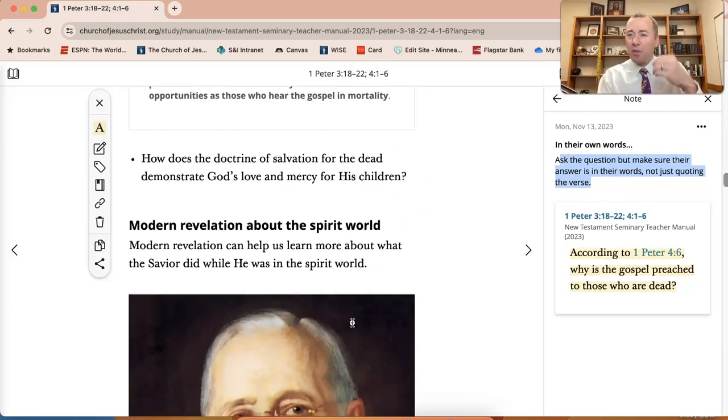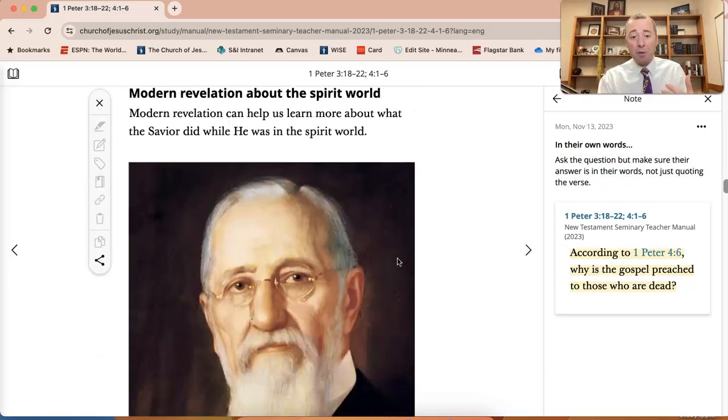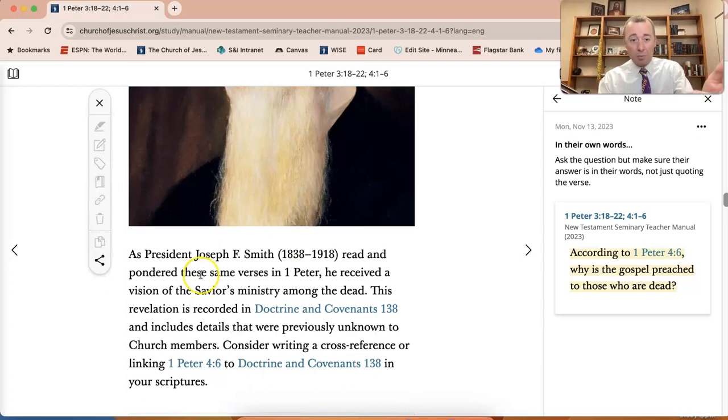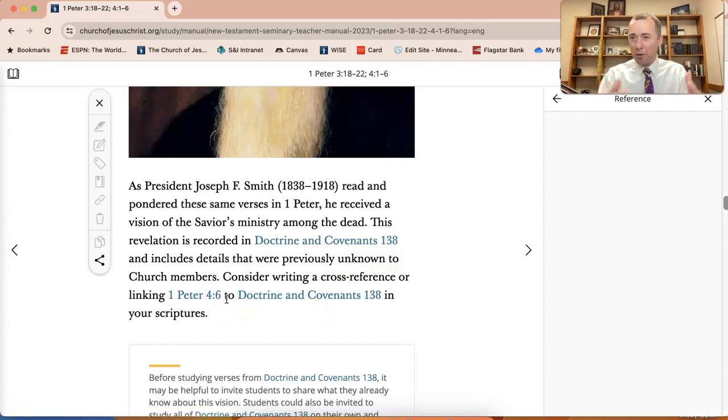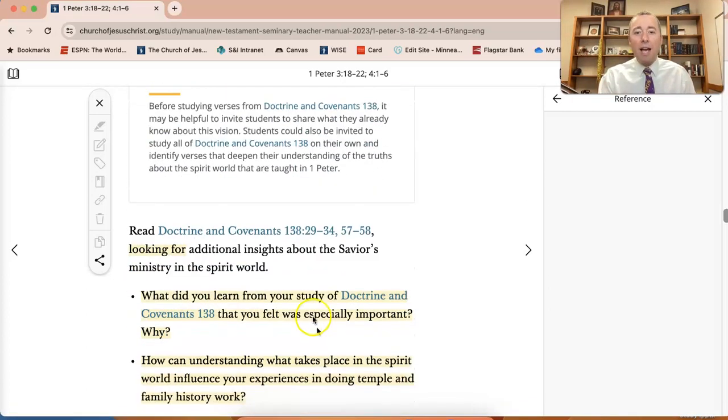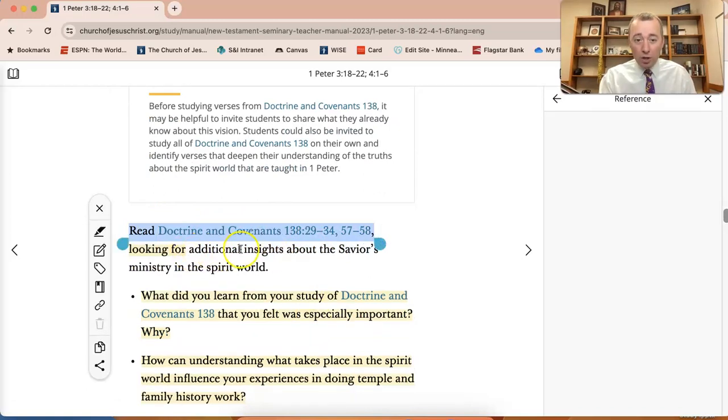Now let's set up this study to add to their capacity. More revelation was given about the spirit world. So set them up for President Joseph F. Smith, and he was teaching in Doctrine and Covenants, section 138, the vision that he received after he had questions and was looking in 1 Peter chapter 4, verse number 6. Have them study these verses right here with the look-for question.